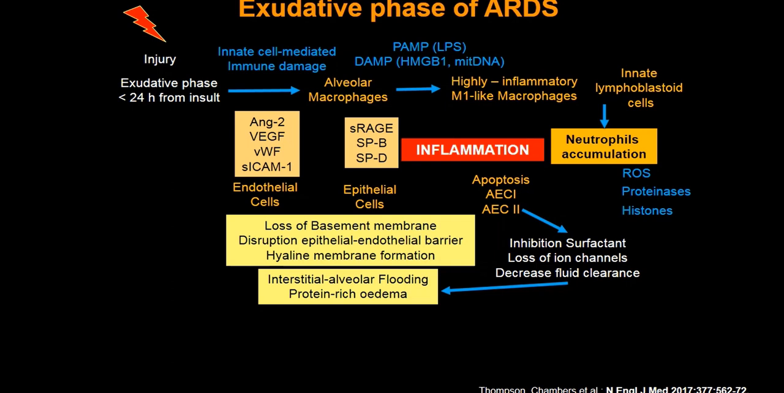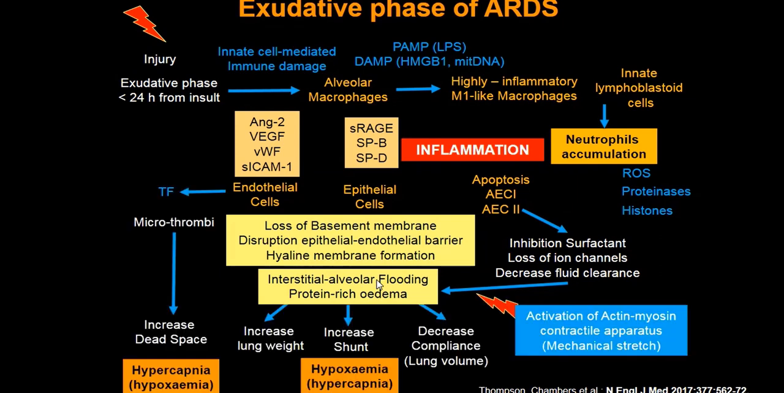So the endothelial and the epithelial cells lead to apoptosis, which leads to reduction of surfactant. The ion channels, like the sodium and water channels, are reduced. Therefore, there is accumulation of fluid, which leads to interstitial and alveolar flooding or protein-rich edema. And from our clinical point of view, what it means is the lung becomes heavy, the shunt fraction increases, so the amount of blood that goes through the lungs that is not exchanging oxygen and carbon dioxide increases, therefore hypoxemia.